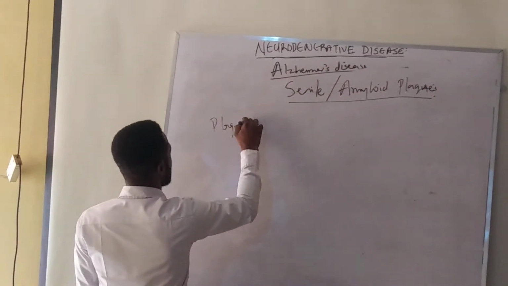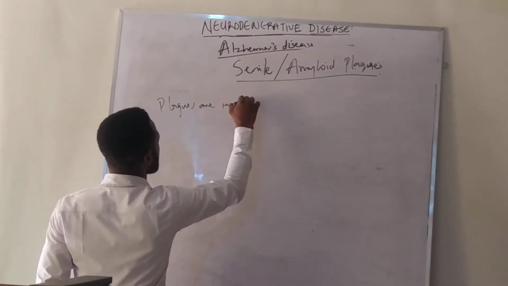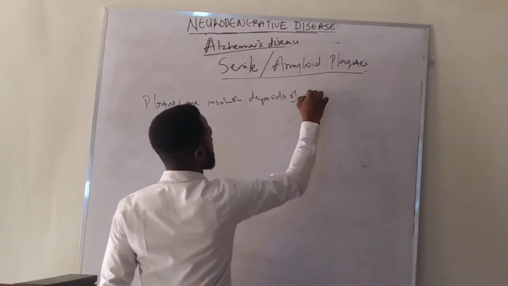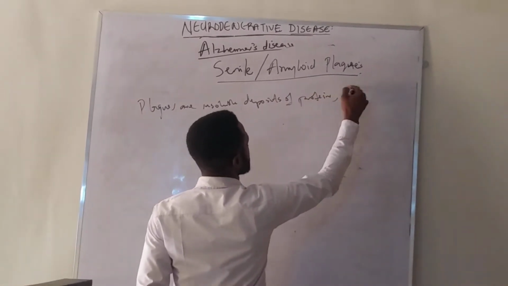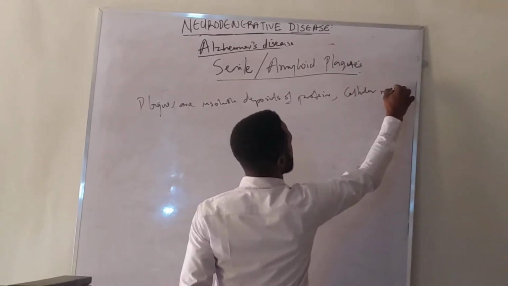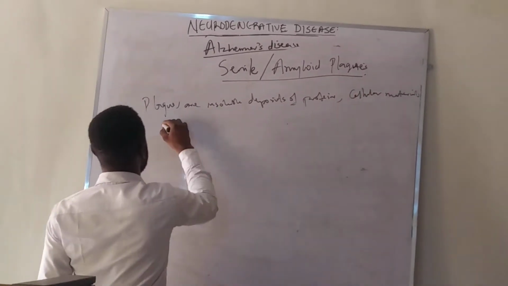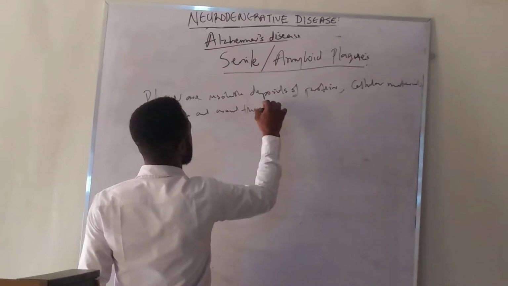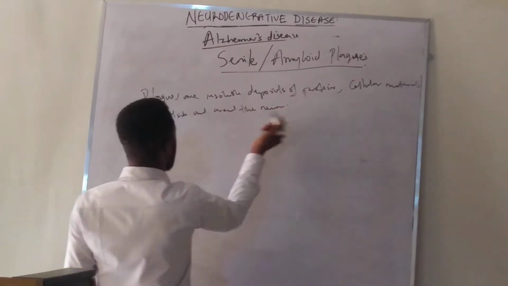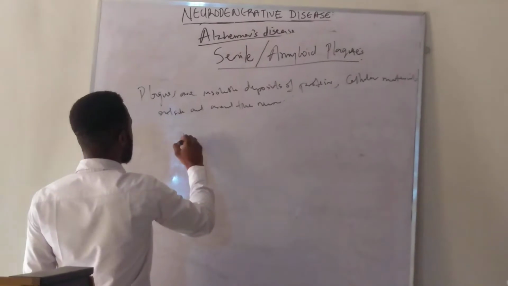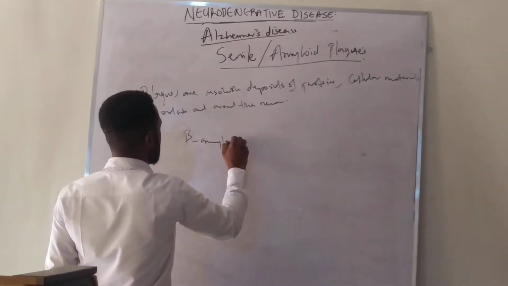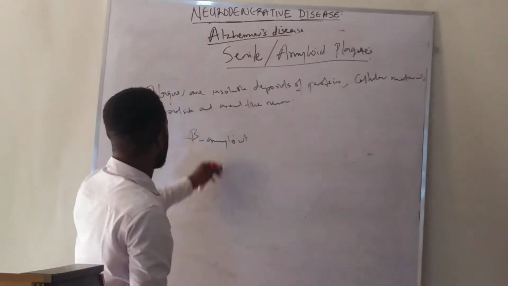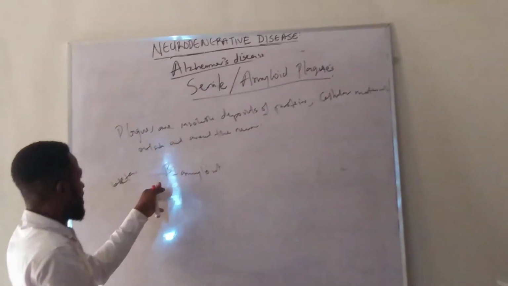As I've said, plaques are insoluble deposits of proteins, cellular materials outside and around the neurons. So they are made up of beta amyloids. Because it's beta amyloid, plaques are made up of this. They are made up of beta amyloids.